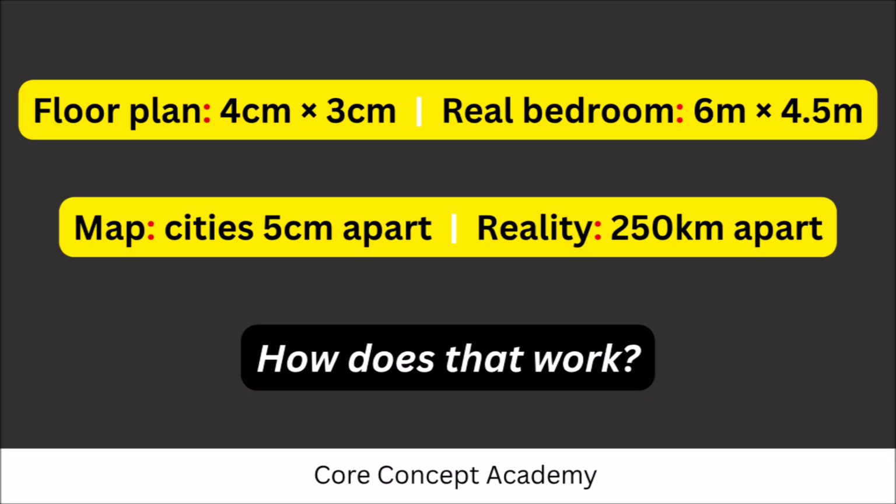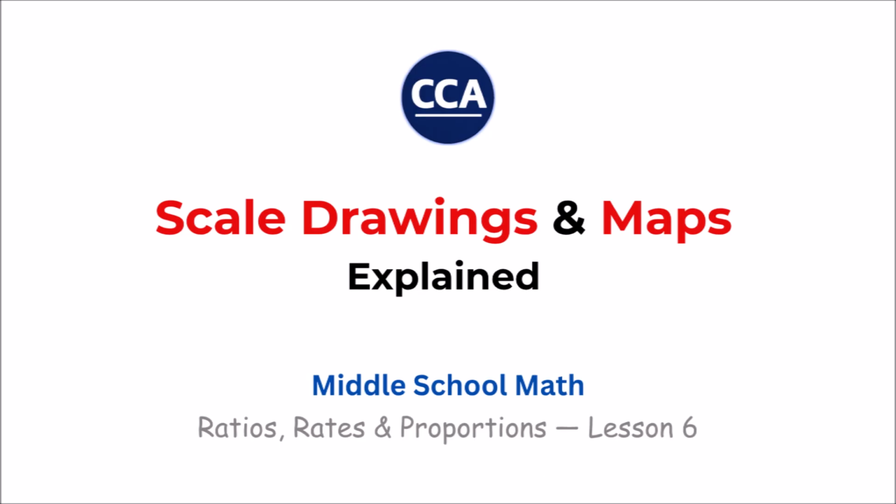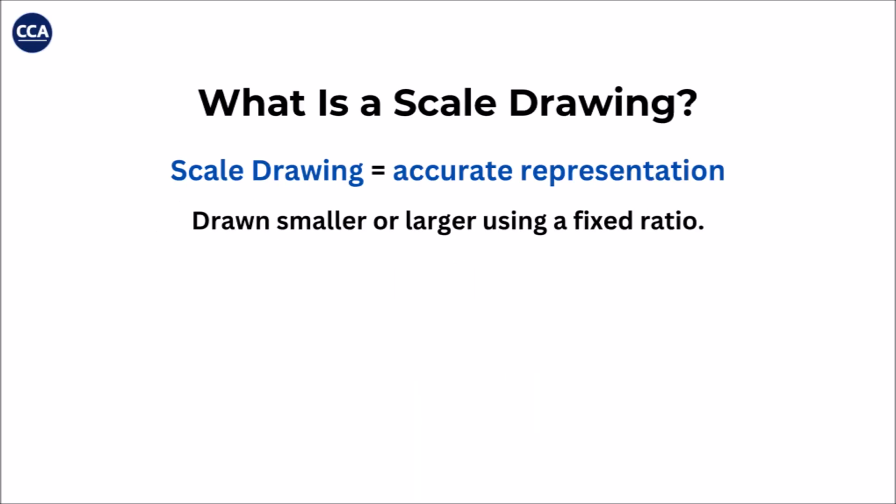Welcome back to the Ratios, Rates, and Proportions series. Today's topic is scale drawings and maps. A scale drawing is an accurate representation of a real object, drawn smaller or larger, using a fixed ratio. That fixed ratio is called the scale factor. The scale factor tells you the relationship between the drawing and reality.